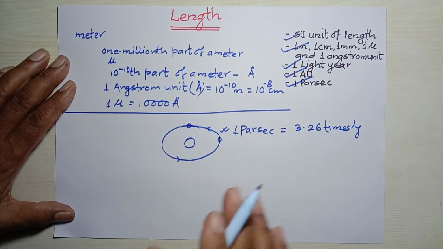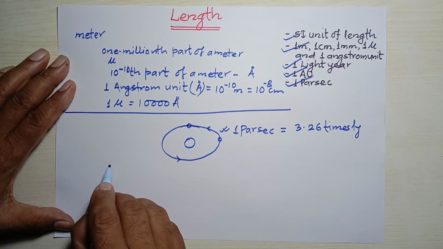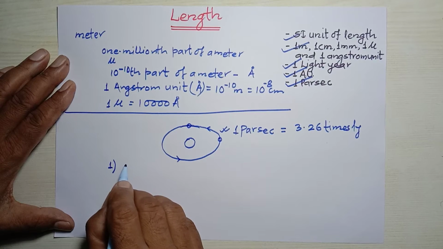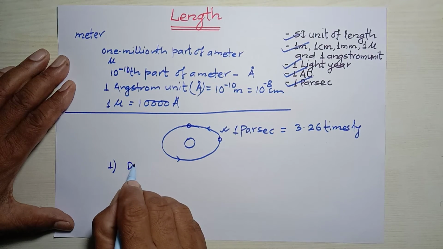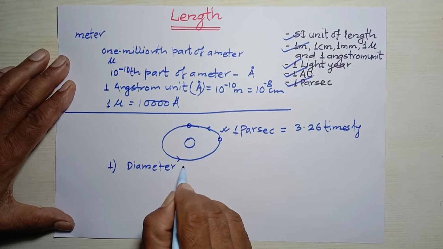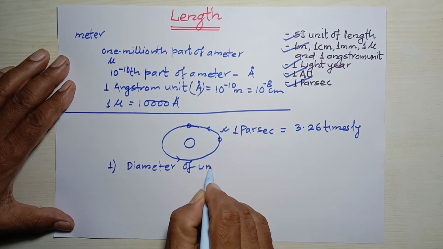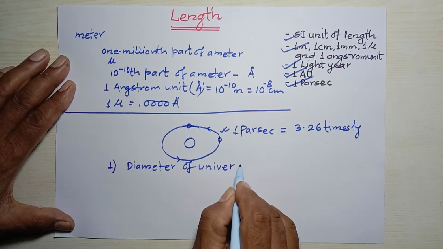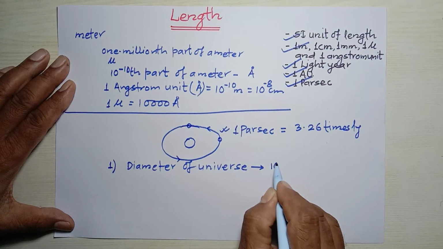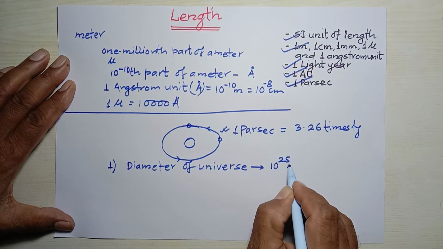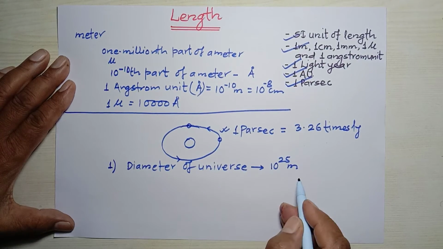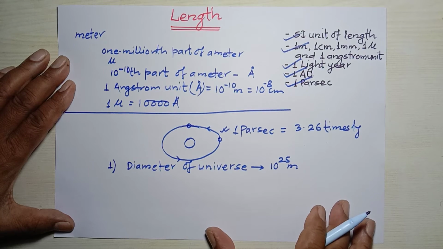Now I want to mention something more. The estimated diameter of the universe. It is told as 10^25 meter. It's very big. And the distance of 1 light year, just now we did that.